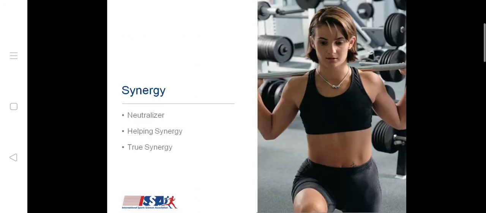Synergy in movement refers to the action of one muscle counteracting an undesirable action of another muscle. The counteracting muscle is also referred to as a neutralizer. There are two kinds of synergy that a muscle can exhibit: helping synergy and true synergy. Helping synergy occurs when two muscles contract simultaneously to produce one movement, while their other actions cancel each other out.